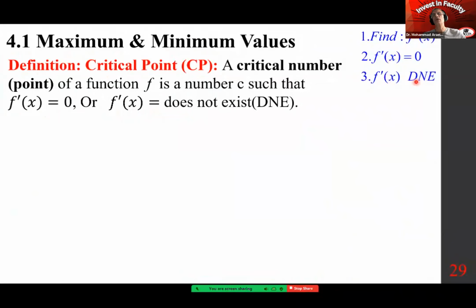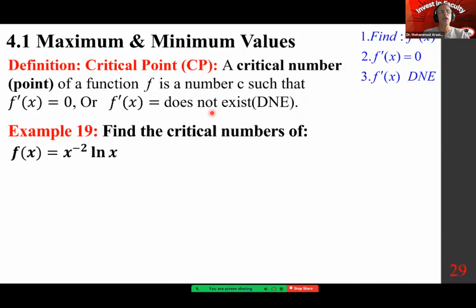That normally happens when you have a fractional form where the denominator is 0 and the expression is undefined or does not exist. For example, we want to find the critical numbers for this function f of x equals x to the power of minus 2 times ln x. We are going to differentiate this first. So the derivative, in this case, we use the product rule.